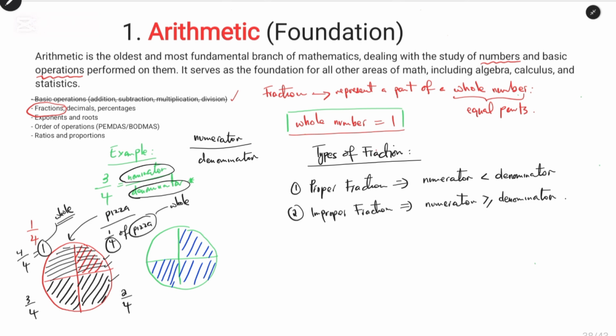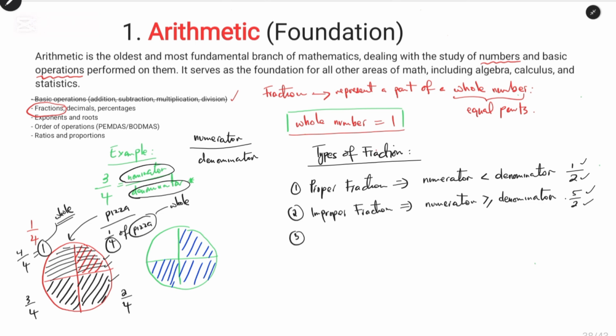We can also give an example for a proper fraction such as 1 on 2. We can see that the numerator is less than the denominator. And for an improper fraction, we can say 5 over 2. That means the numerator is greater than the denominator.